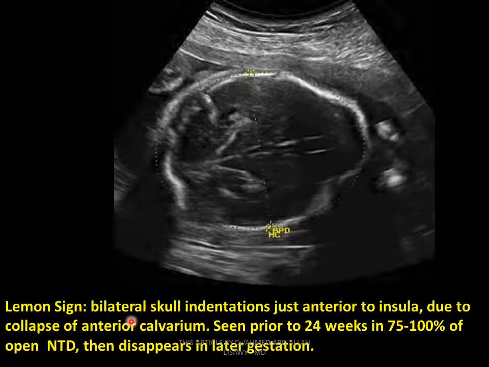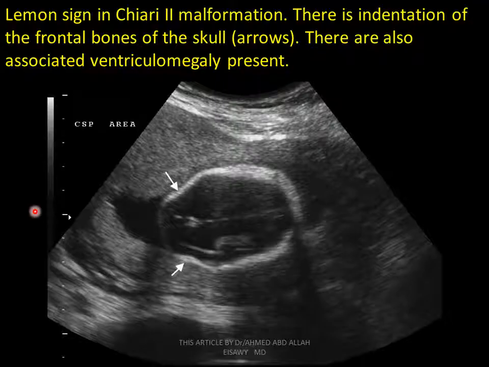lemon sign, bilateral skull indentation just anterior to the insula due to collapse of the anterior calvarium, seen prior to 24 weeks and so on. This is an image seen in open neural tube defect. This appears in later gestation.